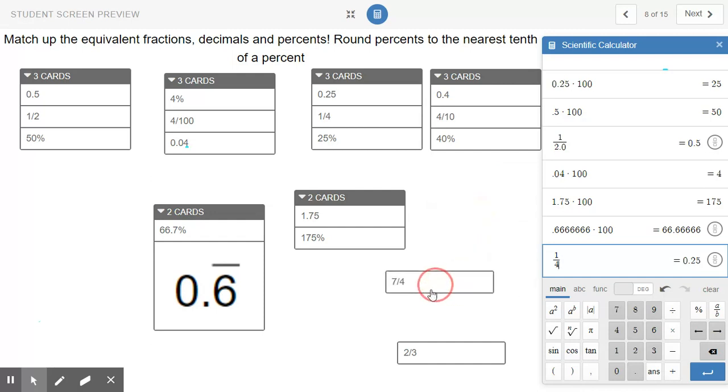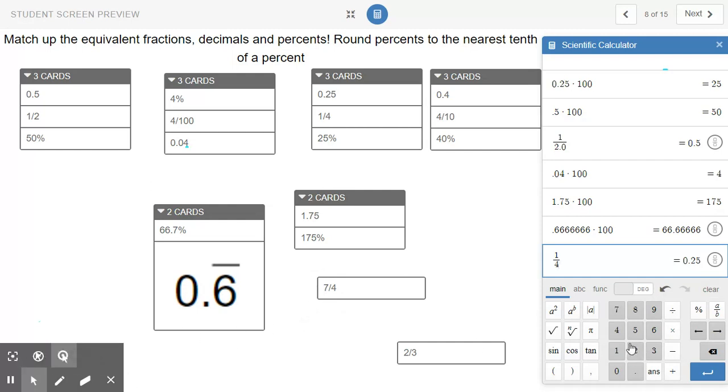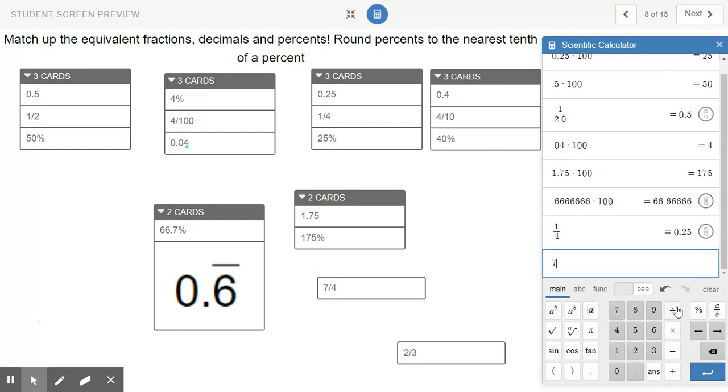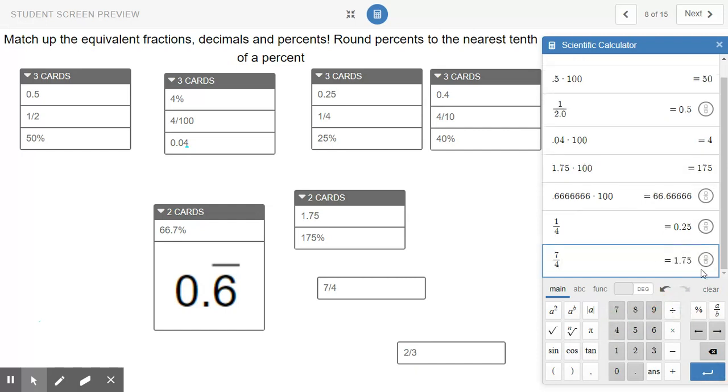Okay, 7/4. Now, I have a guess. 7/4 is actually more than 100%. Percent means out of 100, okay? And so if I divide 7/4, it's worth more than 1, right? Because the numerator is bigger than the denominator. So that tells me this has to be more than 100%. And there's only one that is more than 100%, and it's this one, right? And you can see that it lines up, that 7/4 is the same as 1.75.